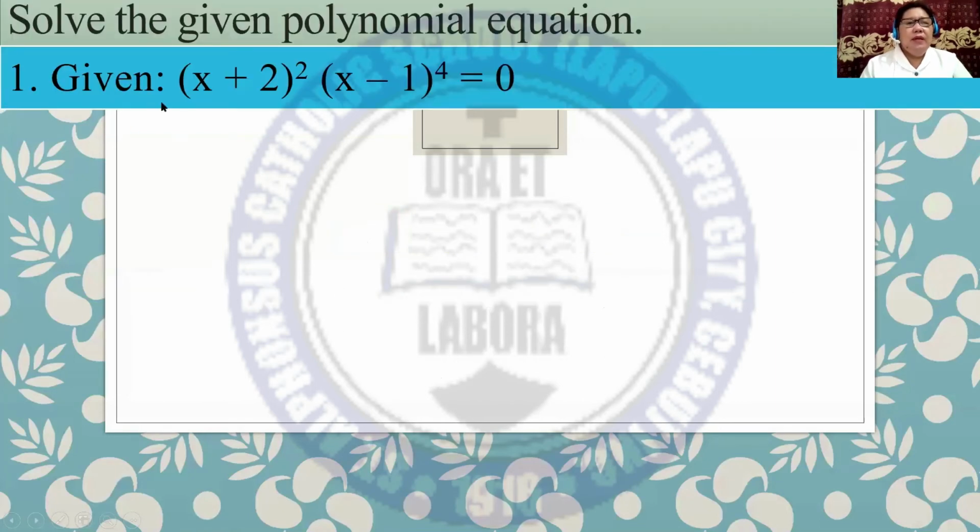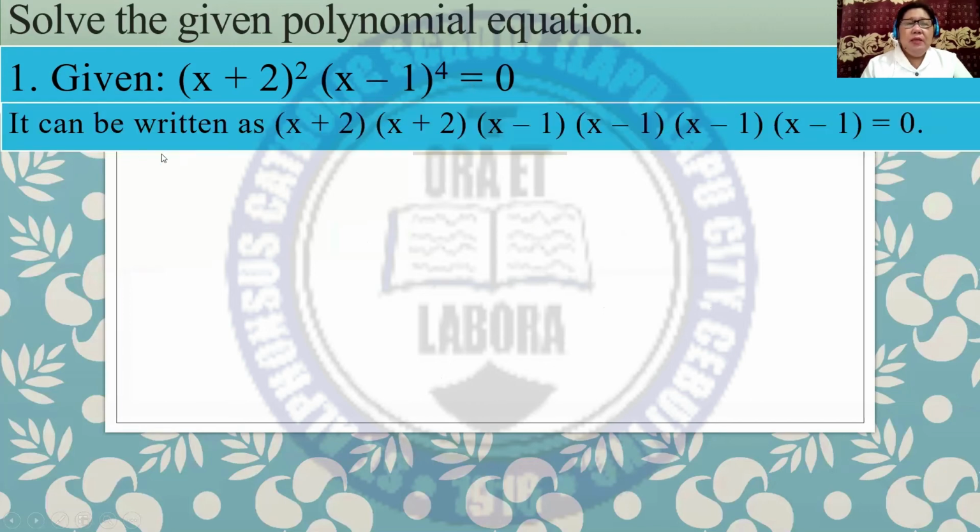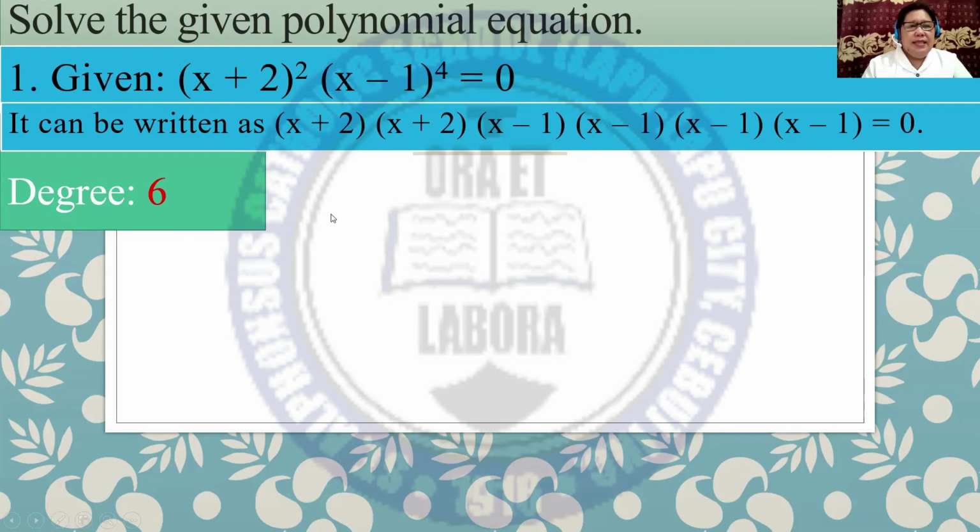Number 1. Given the square of x plus 2 times the quantity x minus 1 raised to 4 is equal to 0. This can be written as the quantity x plus 2 times the quantity x plus 2 times the quantity x minus 1 times the quantity x minus 1 times the quantity x minus 1 times the quantity x minus 1 equals to 0. The degree is 6. That's 2 plus 4 is 6.